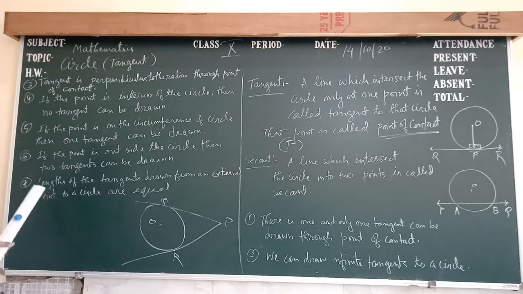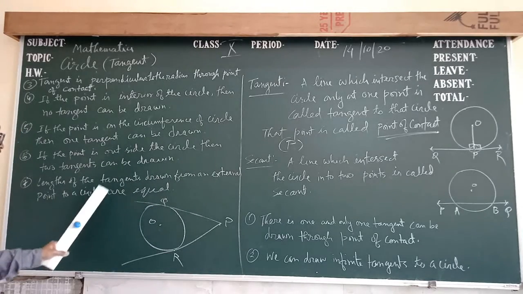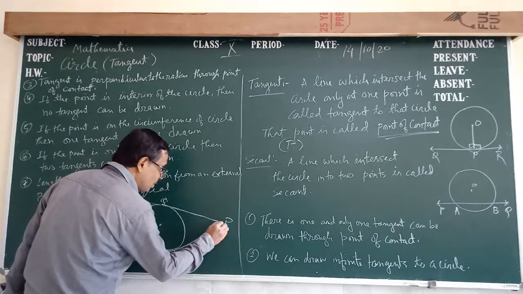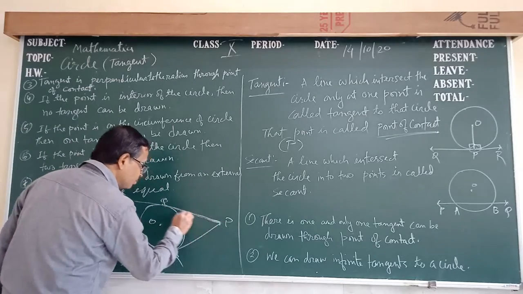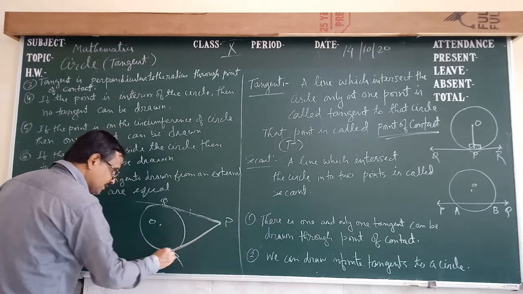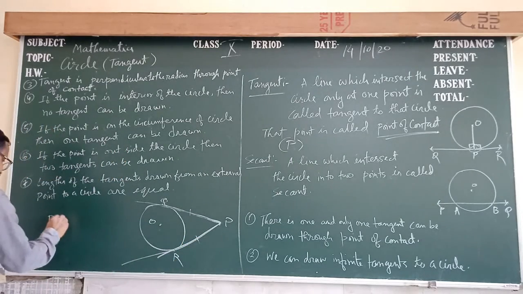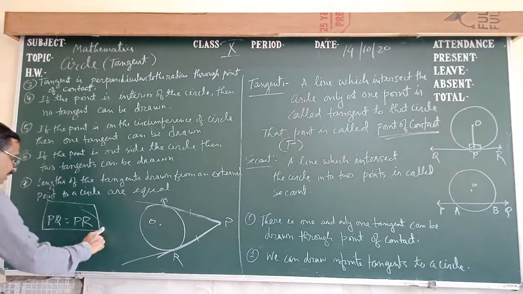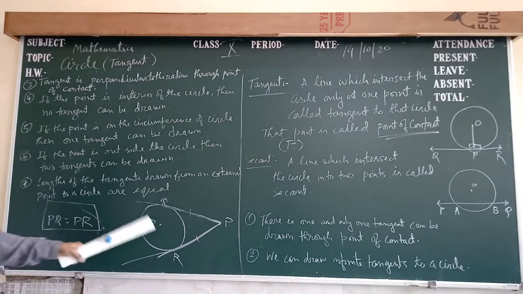Now, the next point is: lengths of the tangents drawn from an external point to a circle are equal. Length of the tangent means the distance from the point of contact to the external point P. So this length PQ and this other length PR are the two lengths of the tangents. They are equal. That means PQ is equal to PR. Lengths of the tangents drawn from an external point to a circle are equal.